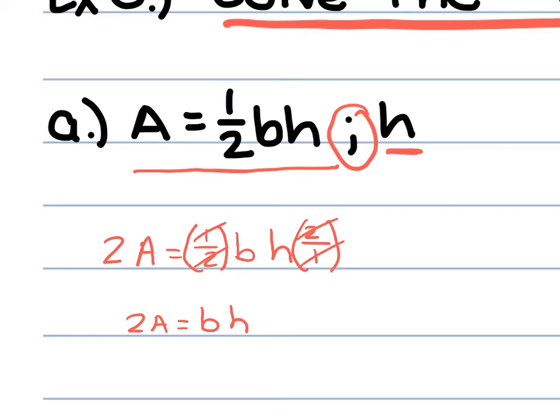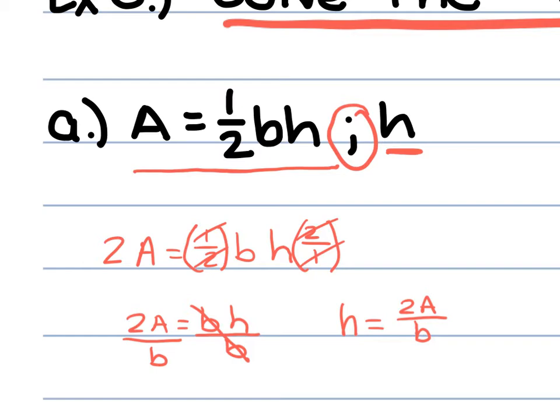What else can I do? Divide by B. Divide by B. If I divide this side by B, the B's are gone. And if I divide this side by B, I end up with H is equal to 2 times A divided by B. So why is this important?